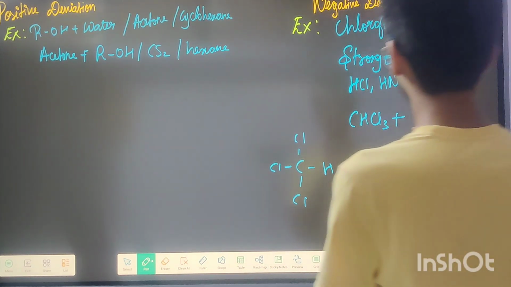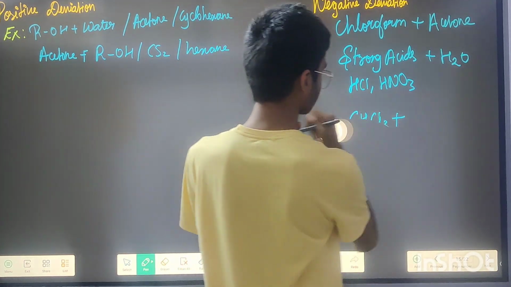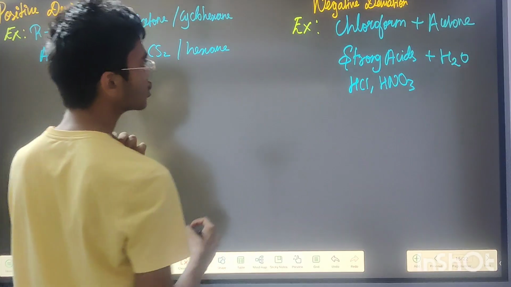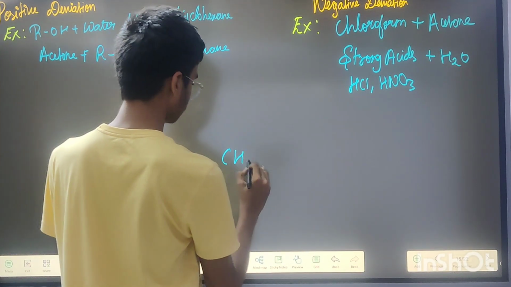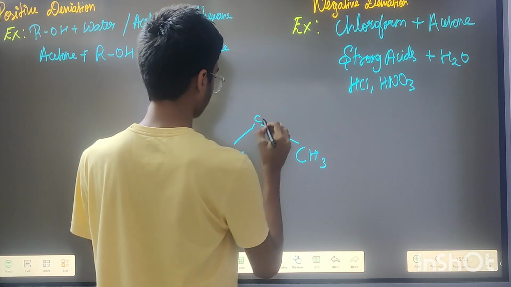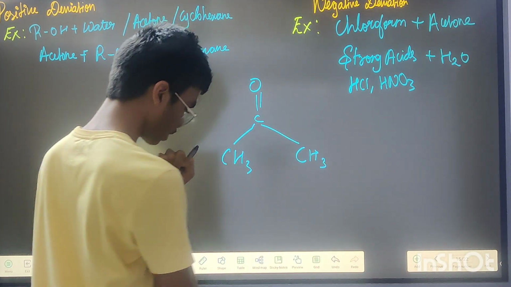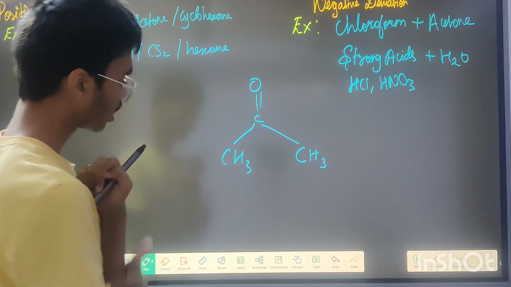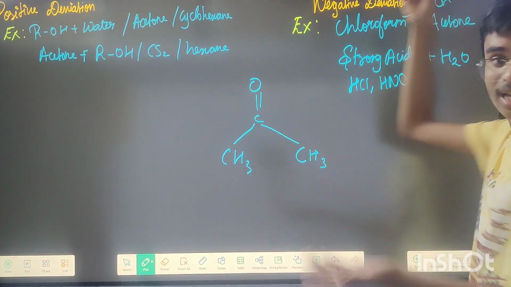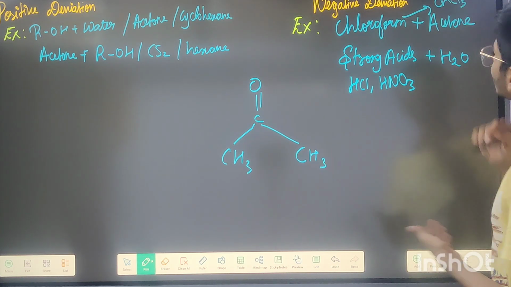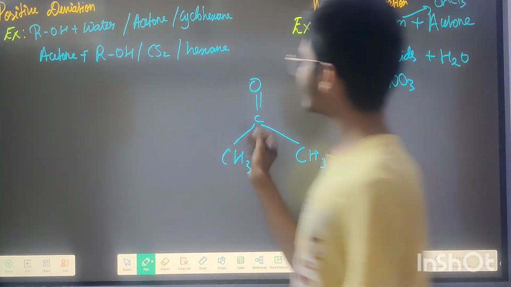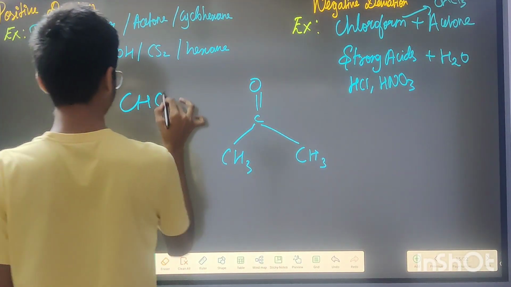Okay, I've given you every example. By the way, the structure of acetone is going to be like this: CH3, CH3, then one bond, then one carbon, then a double bond to oxygen. Okay, and as I said, chloroform is going to be CHCl3. Okay, chloroform is CHCl3. How are you going to name it?